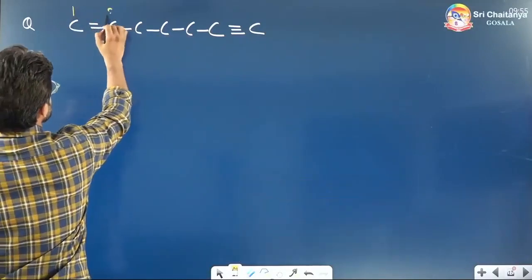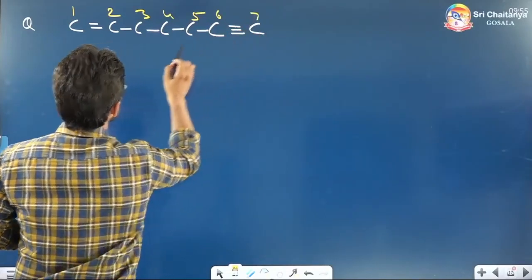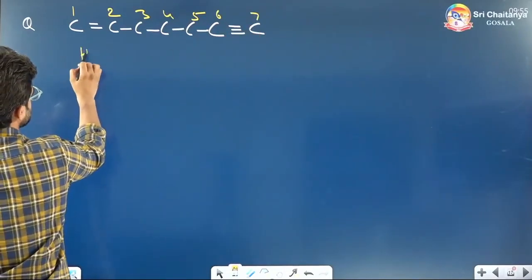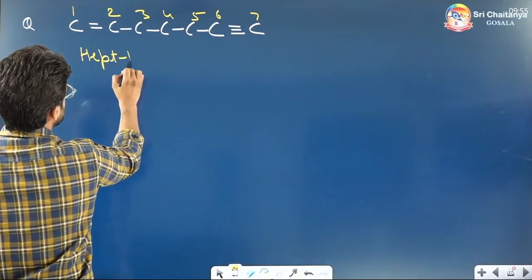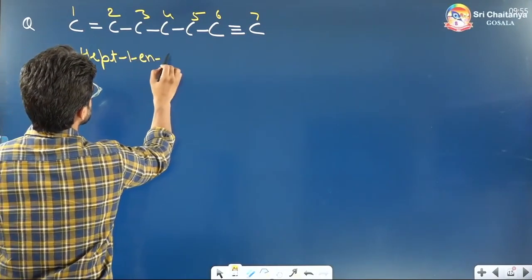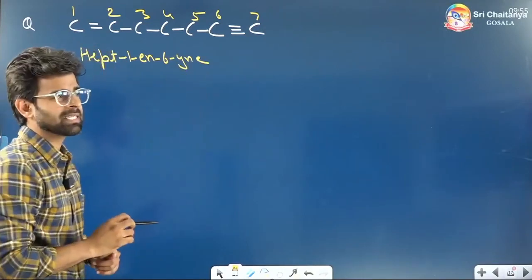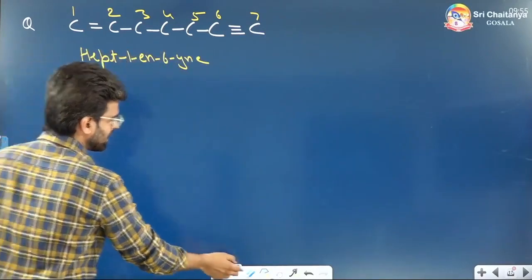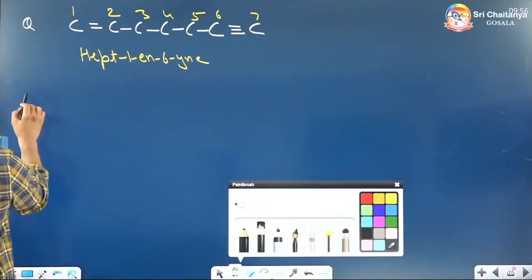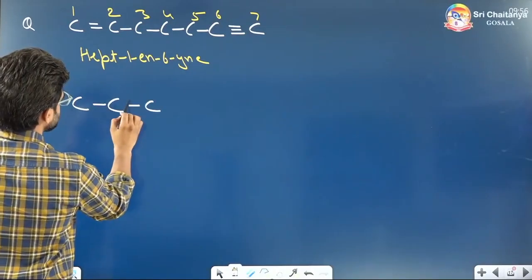Yes. 1, 2, 3, 4, 5, 6, 7. Right? So the name is what? The name is hept. Right? It's hept-1-en-6-yne. What is coming? 6-yne. Hept-1-en-6-yne. Very good. Very good. Okay, next one I am asking. One more question, just to clarify yesterday's concept.